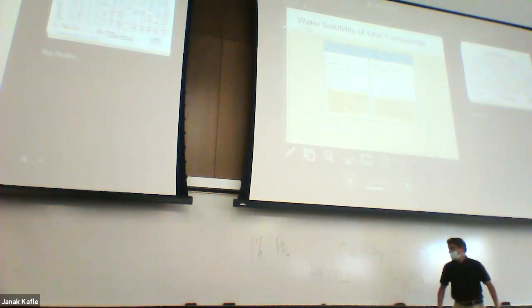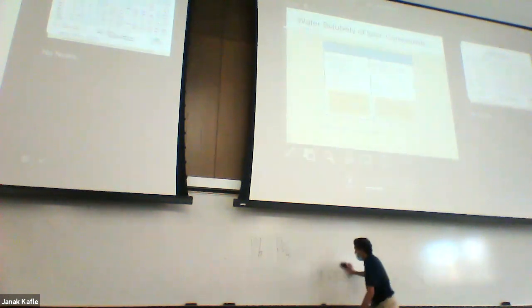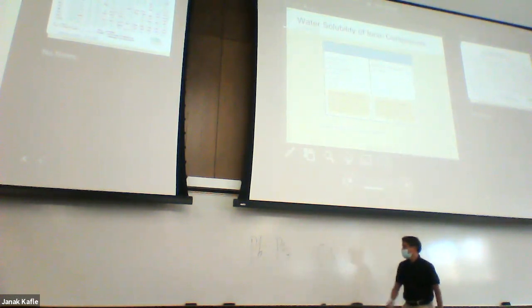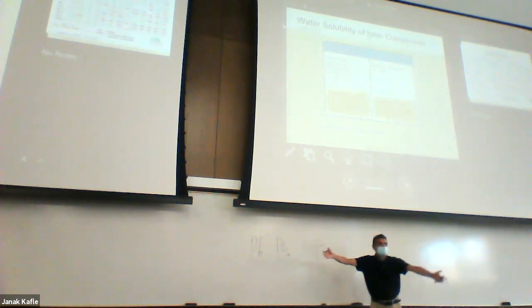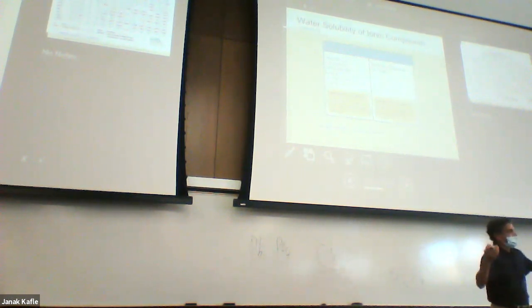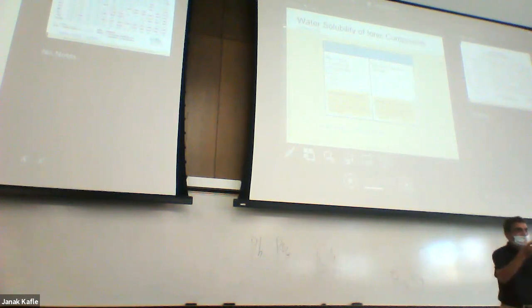Make sense? Let's look at another one. Copper oxide. This is copper, this is oxygen, copper and oxygen sitting together. This should not dissolve in water. This is an ionic compound made up of the blue element and the orange element. It is not dissolving in water, so it is a non-electrolyte. That's what it is saying.